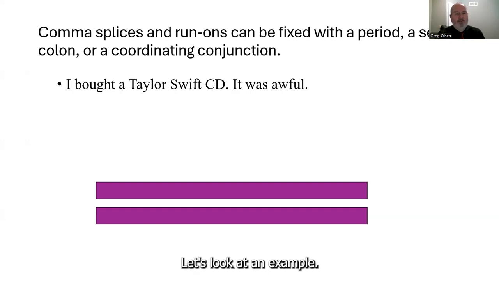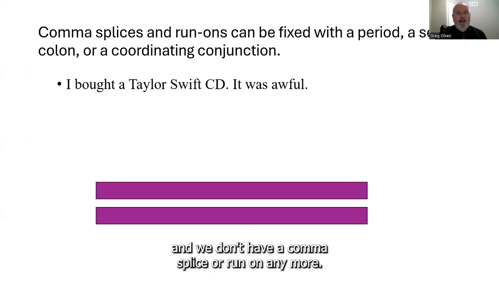Let's look at an example. I bought a Taylor Swift CD, period. It was awful, period. So now I've made them into two independent clauses, two complete sentences. I separated them with a period. Now the punctuation is fine, and we don't have a comma splice or a run-on anymore.